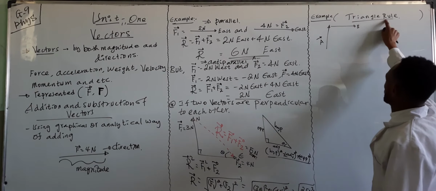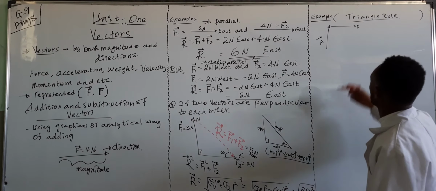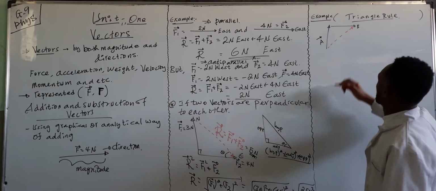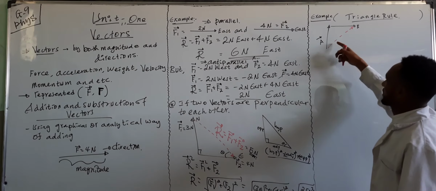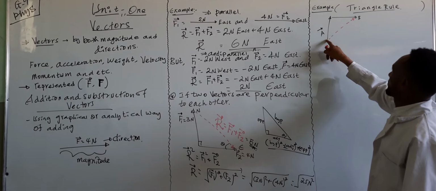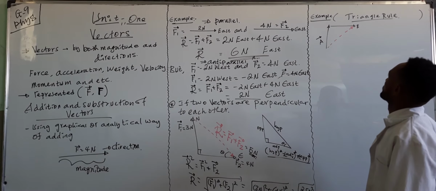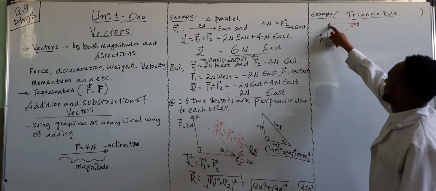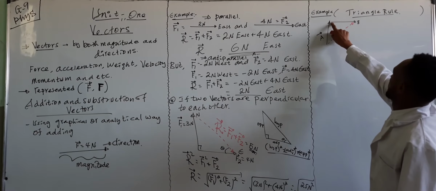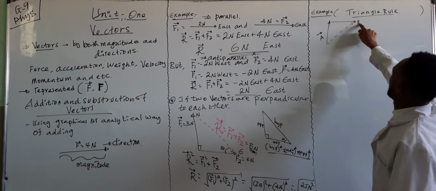By the triangle rule, the summation of two vectors, or the resultant of two vectors, is this one. Depending on this triangle rule, this one is the tail of vector A, the arrow shows the direction, and this one is the head of vector A. Here, this is the tail of vector B, and this one is the head of vector B.